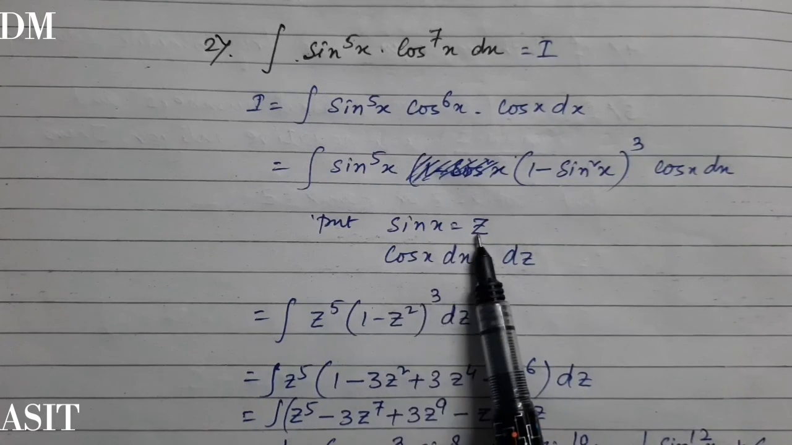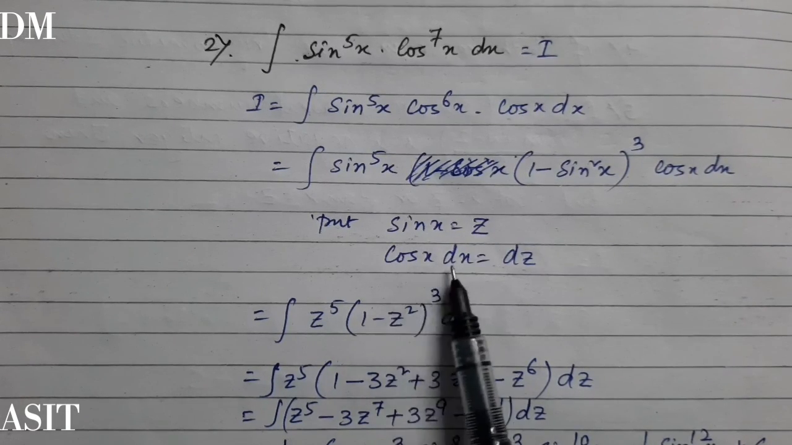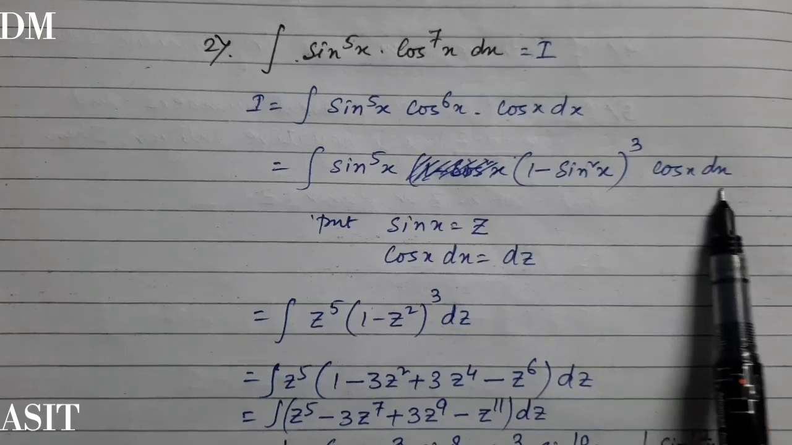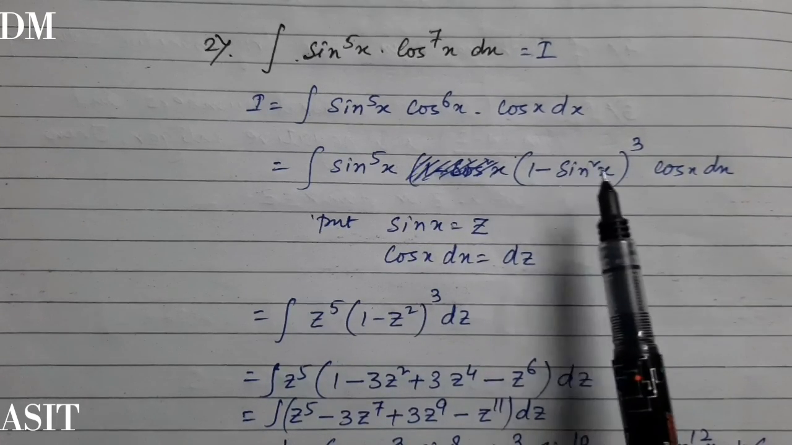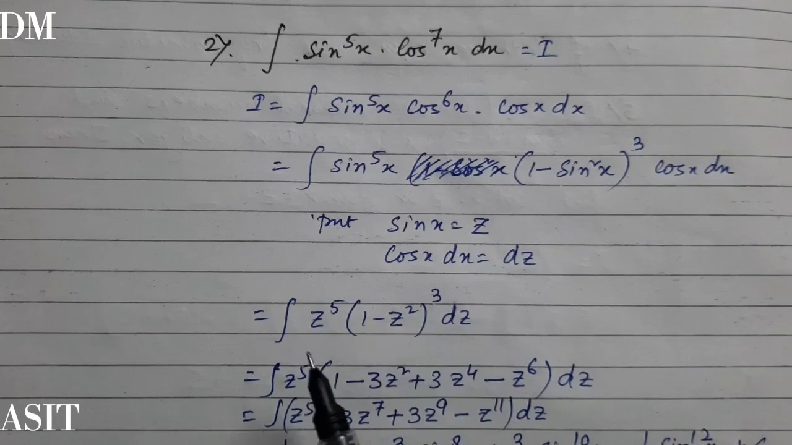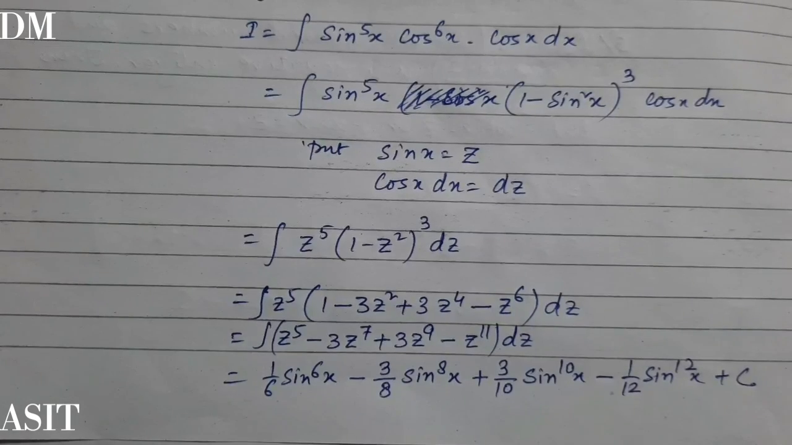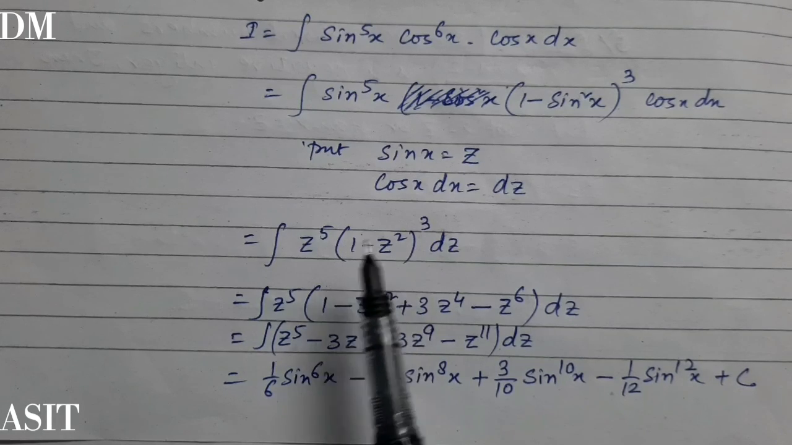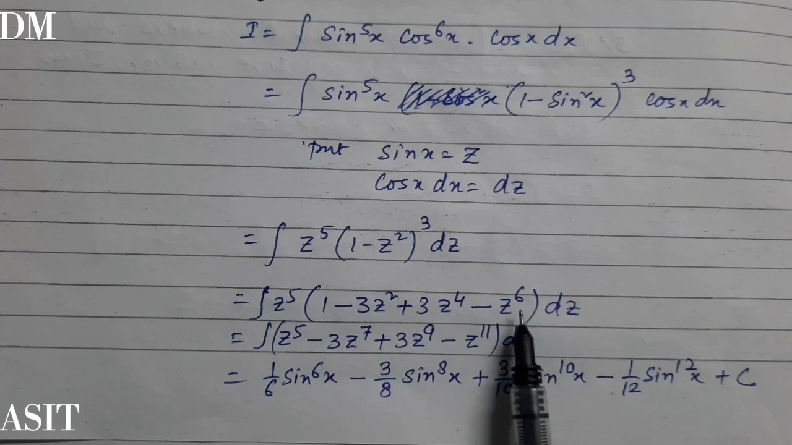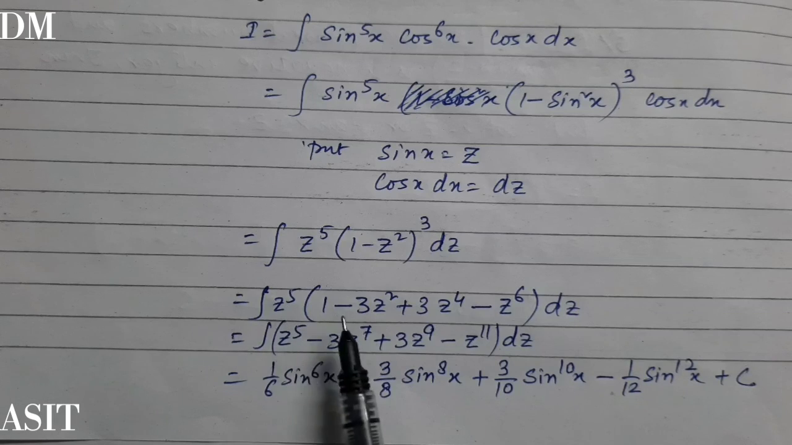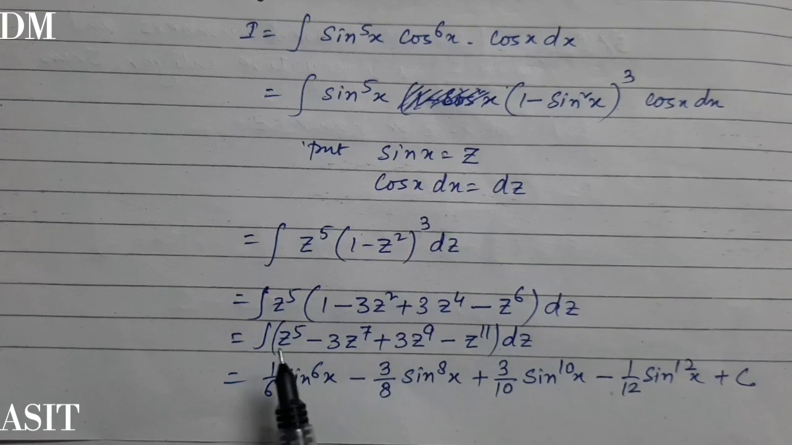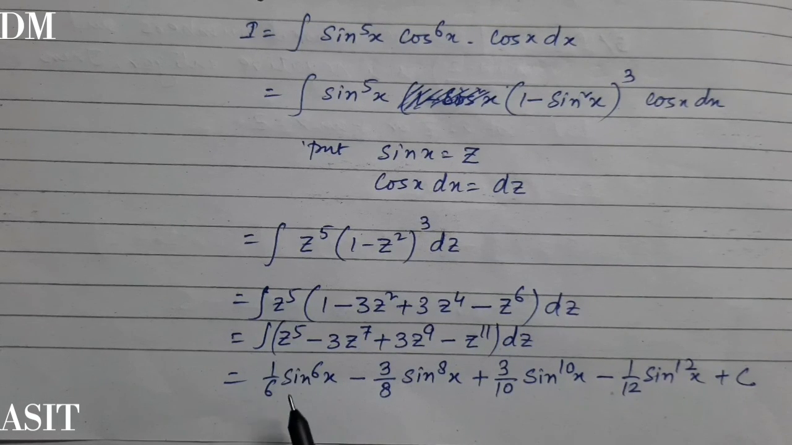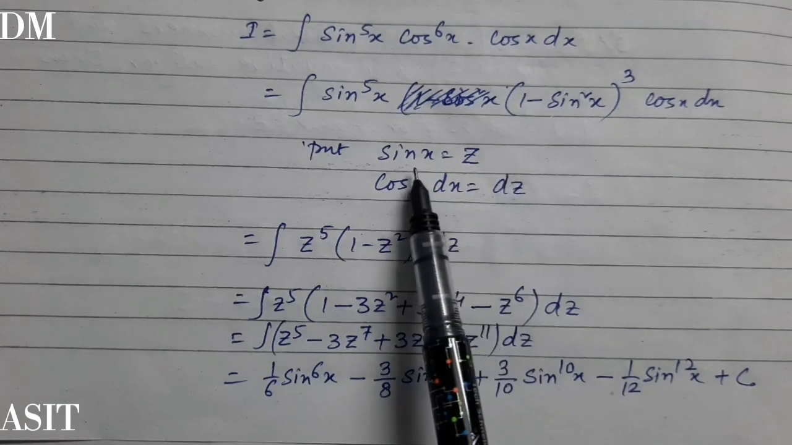So take sine x equals z. Sine x equals z means cos x dx will be dz. So therefore this cos x dx will be dz and this will be z to the power 5 into 1 minus z square whole cube, dz. Now we can apply the formula of a minus b whole cube. So this is the formula of a minus b whole cube. I applied it, so z to the power 5 into this. We can distribute this and find the integration of each term, which is very simple. Then after finding it, we can replace the value of z. The value of z is sine x.